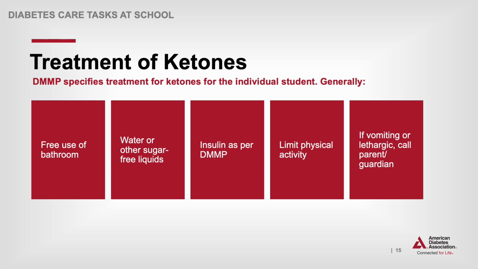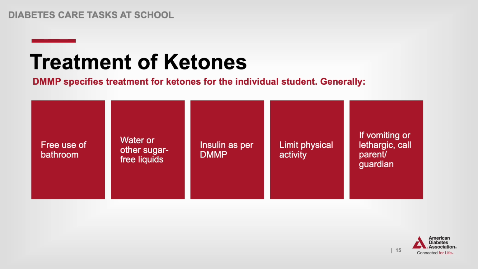If ketones are present, treatment should follow the recommendations specified for the individual student in his or her DMMP, including the notification of parent, guardian, and/or student healthcare providers as appropriate. Generally, allow free use of the bathroom. Students should be encouraged to drink sugar-free, calorie-free liquids like water or diet soda. Students who are nauseous and vomiting may need to take in liquids slowly to avoid more vomiting and dehydration.